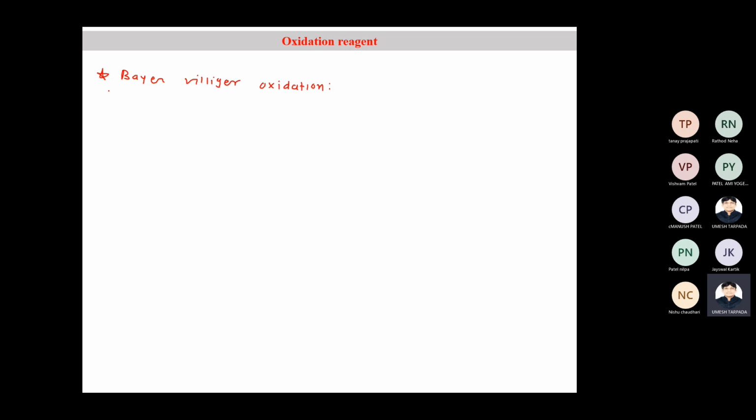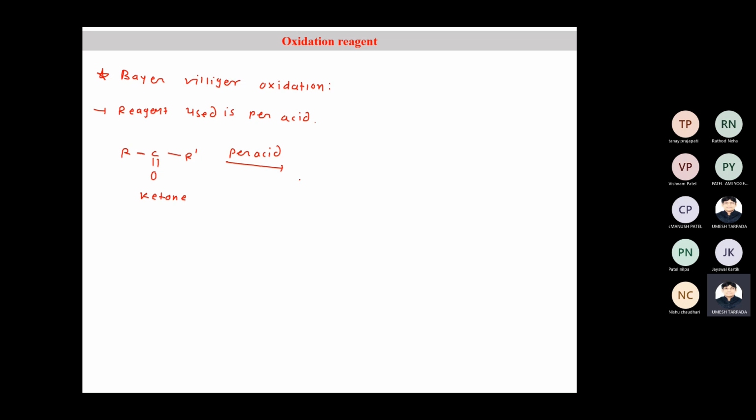In the Baeyer-Villiger oxidation, the reagent used is a peracid. So ultimately the reaction is nothing but an oxygen insertion reaction. This is a ketone. The ketone is converted to an ester in the presence of a peracid.